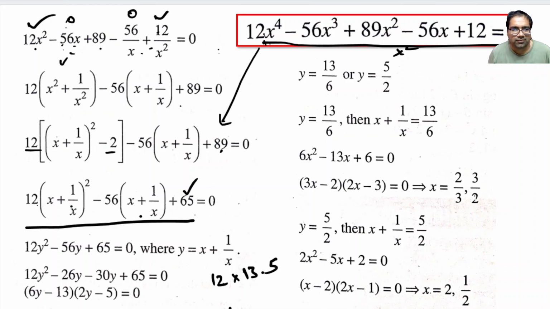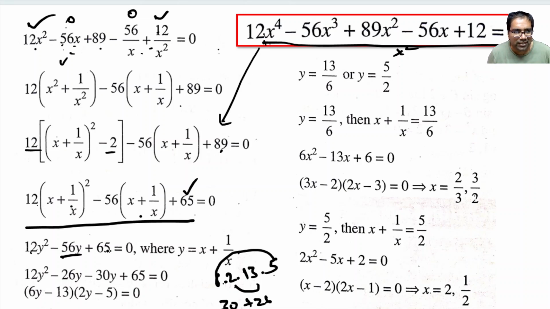13 into 5. What is 12? 12 is 6 times 2. So basically, we can factorize 12 times 65 as 6 times 2 times 13 times 5. Right, 6 into 5, we combine these two, and 2 into 13. That becomes minus 6 times 5 is 30 and 2 times 13 is 26. 30 plus 26 is 56.